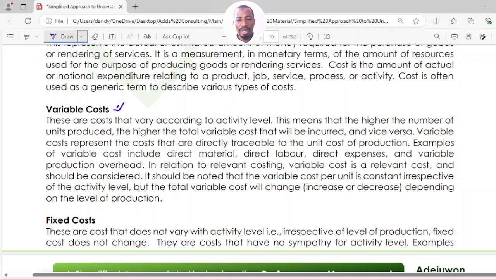Fixed costs are costs that have no sympathy for activity level, which simply means that irrespective of the activity level, the fixed cost does not change in relation to the activity level. As a result, when you see a fixed cost in a question, it is not relevant except it is incremental, attributable, or specific to that particular course of action. All right, so that is fixed cost.